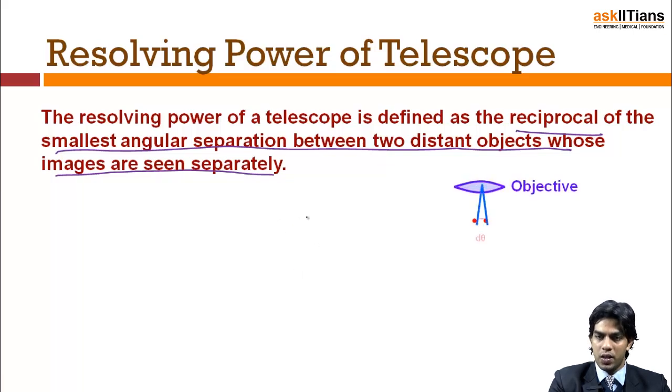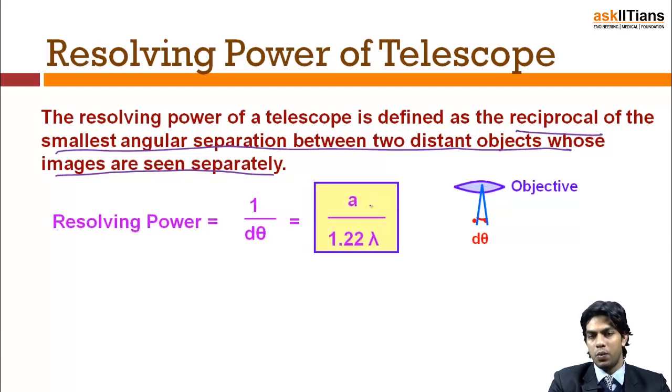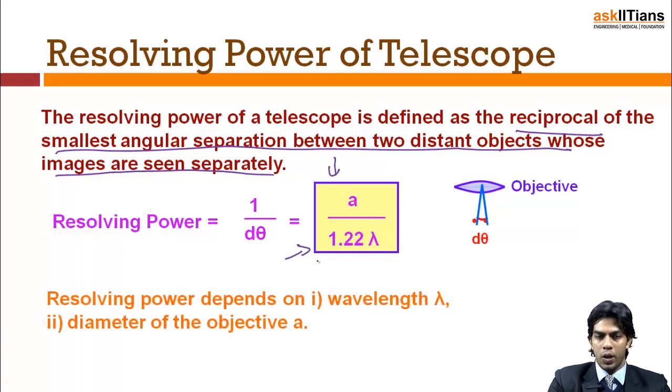Again, these are the two points. For an objective lens, d theta is basically related to the resolving power of the telescope, which in turn is equal to a by 1.22 lambda. So a by 1.22 lambda is the resolving power for a telescope. Again, lambda is the wavelength and a is the diameter of the objective, how big my lens is.